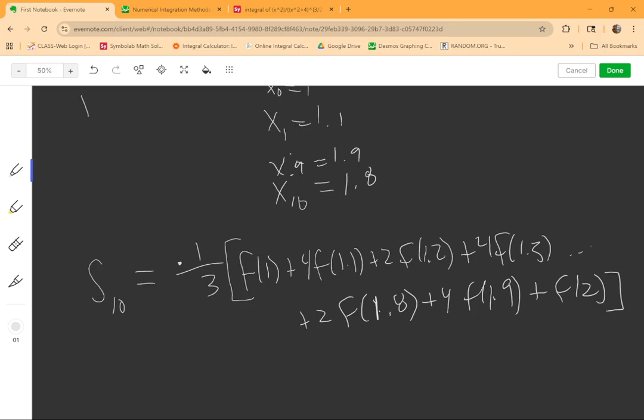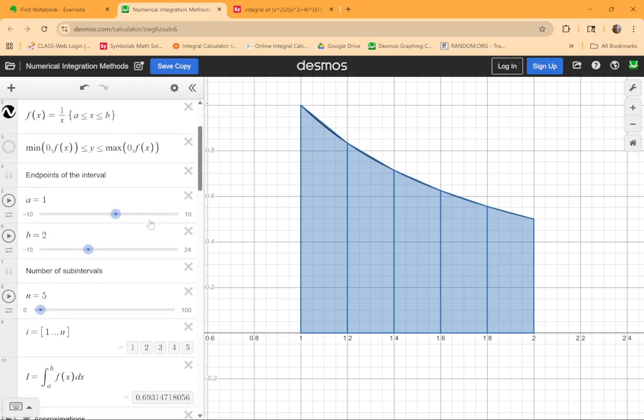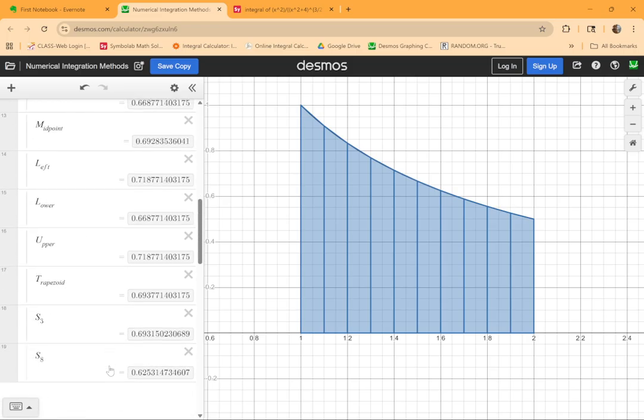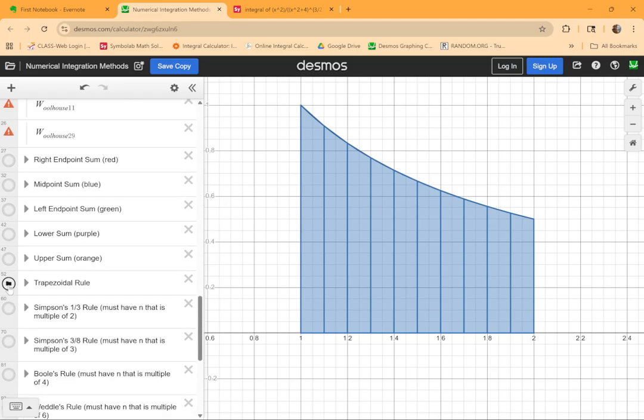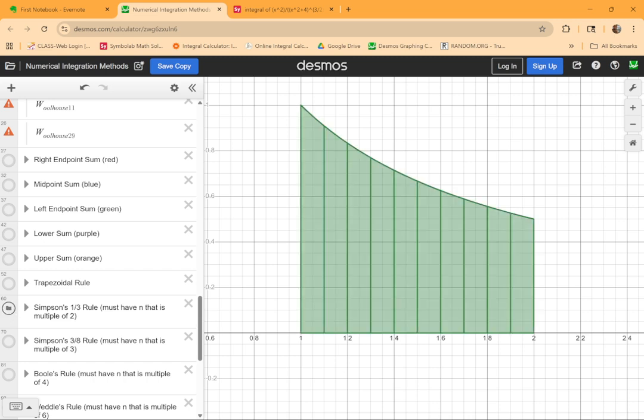So we set up here our numerical integration. We have our function, we just have to adjust what we have here: 1 over x, and we want to increase n to 10. I also want to turn off the trapezoidal rule, and then the Simpson's 1/3 rule. All right, so there we go. That is our Simpson's rule that we see here, and the parabolas are just the segments in between those intervals.